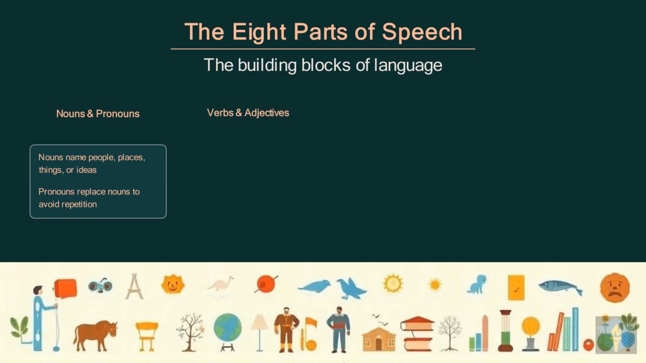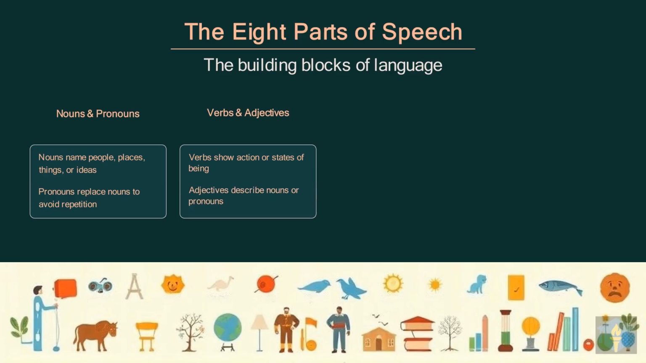Next, we delve into verbs and adjectives, which add action and description to our communication. Verbs are dynamic words that show actions or describe states of being, driving the sentence forward. Adjectives provide vivid detail, describing or modifying nouns and pronouns, adding color to our language.